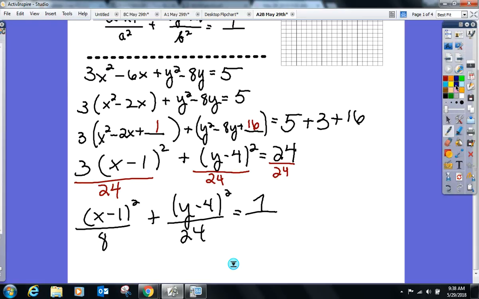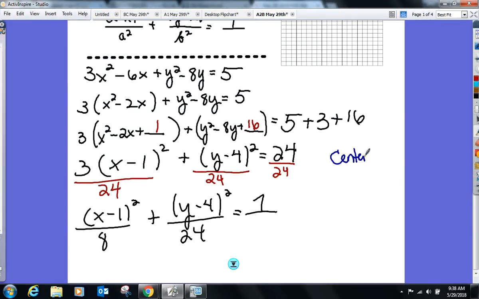Now you guys are definitely taking over here. We've done this so many days. What's the center of this ellipse? The center? 1, 4. We're going to need some calculators here, huh? Major axis. Will it be vertical or horizontal? Vertical, because it's with the y. What exactly will the distance be?